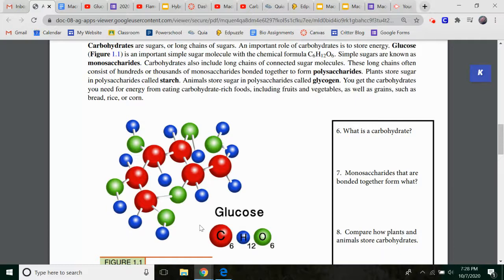You will get the carbohydrates you need for energy from eating carbohydrate-rich foods, including fruits, vegetables, as well as grains such as rice, bread, or corn.